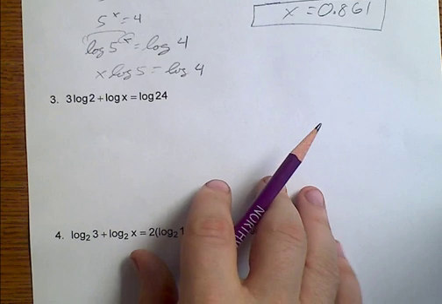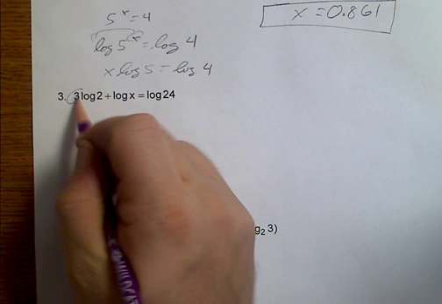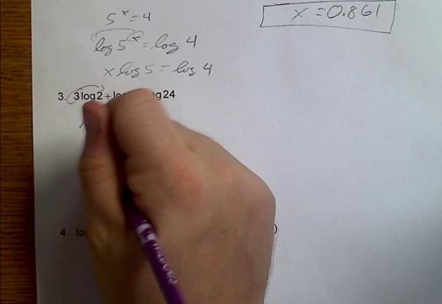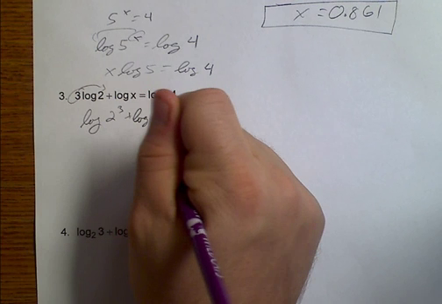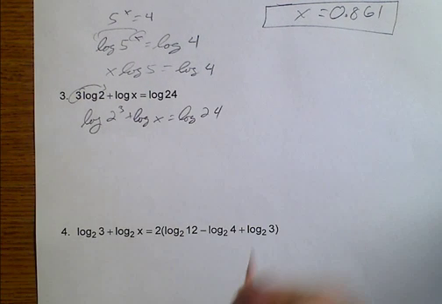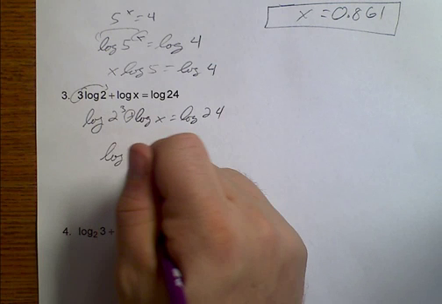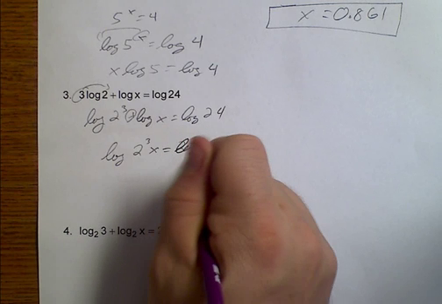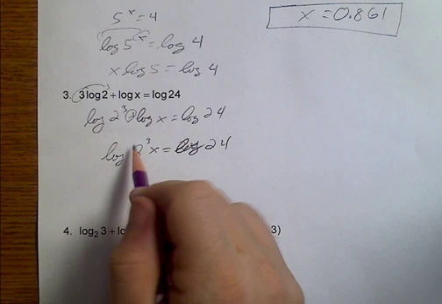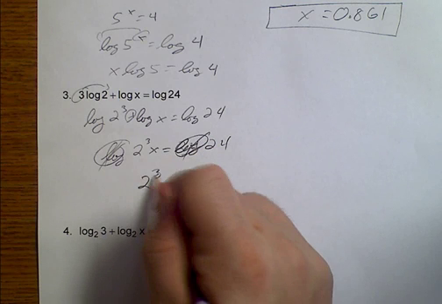Number 3, we've got logs on everything, so we need to go ahead and condense. The 3 goes there. So we have log of 2 to the 3rd plus the log of x equals the log of 24. The addition means multiplication. So the log of 2 to the 3rd x equals the log of 24. Cancel our logs. 2 to the 3rd x equals 24.